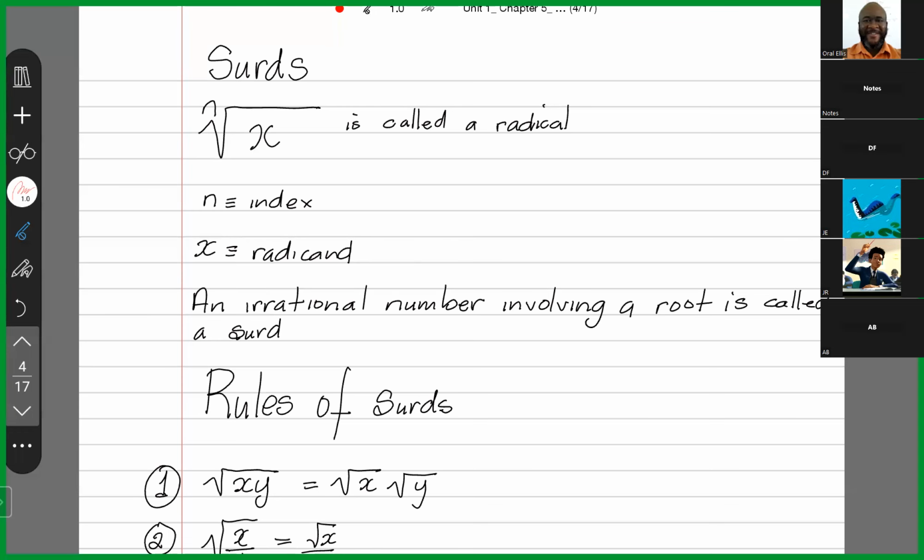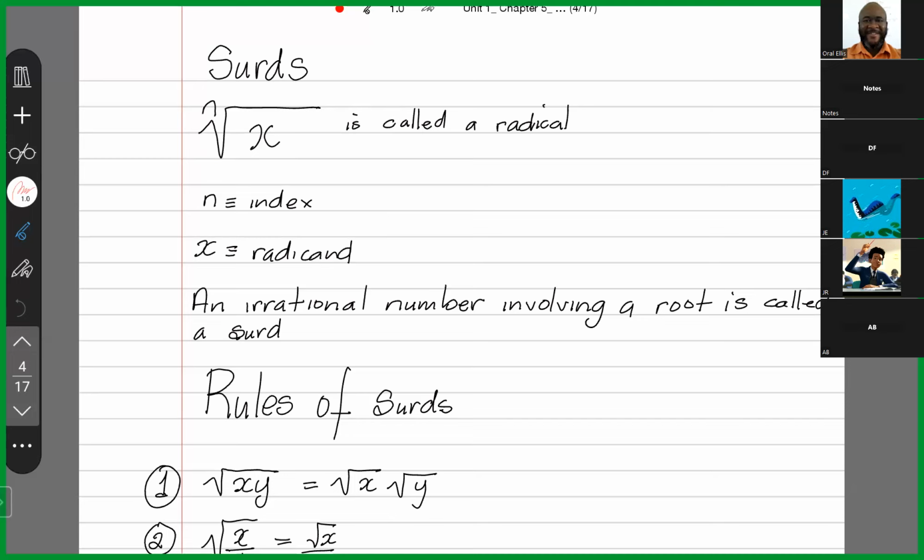All right, so the next topic that we're looking at is surds. At surds, we start out by saying that the nth root of x is called a radical. So wherever you see the symbol like that, the symbol is called a radical. Now, in this radical, n is the index and x is called the radicand. Now, an irrational number involving a root is called a surd.